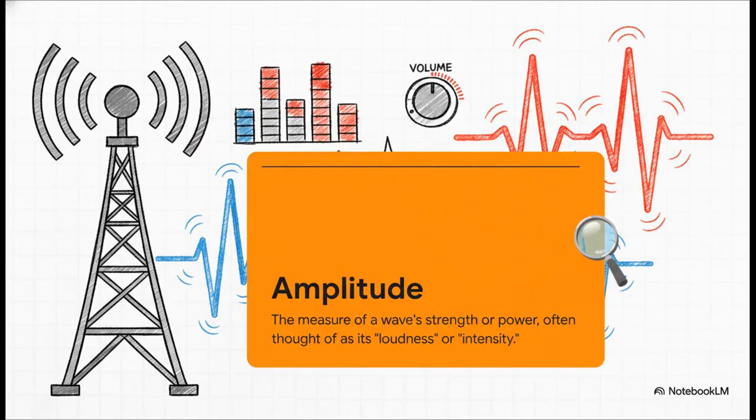Our third trait is amplitude. And really, this is just a measure of the wave's strength, or its power. A fantastic way to think about it is like the volume knob on your stereo. A wave with a higher amplitude is a louder, more intense signal. And yep, you guessed it, if you've ever heard of AM radio, this is the A. It stands for amplitude modulation, where the sound is encoded by varying the wave's strength.